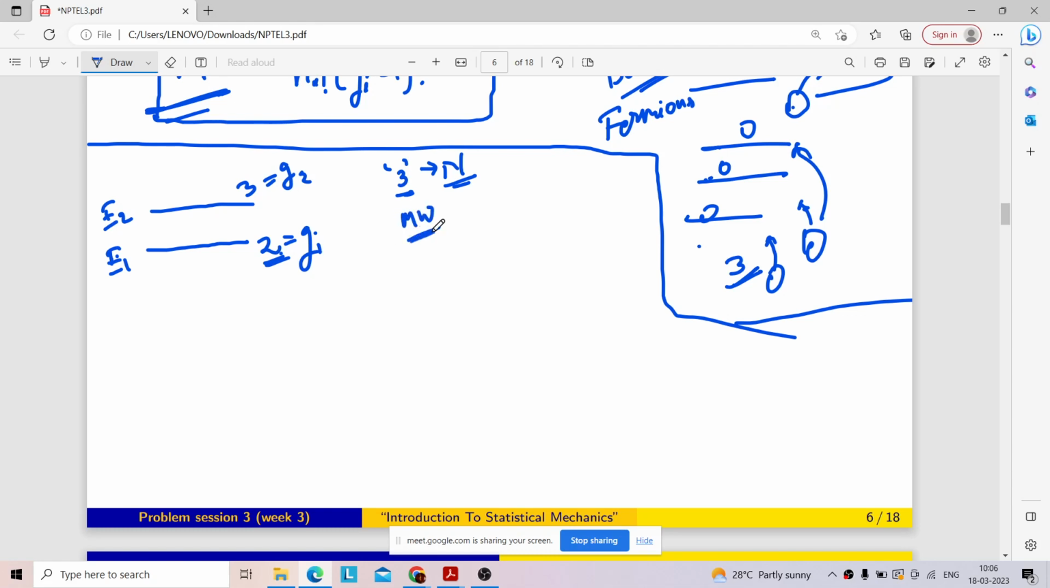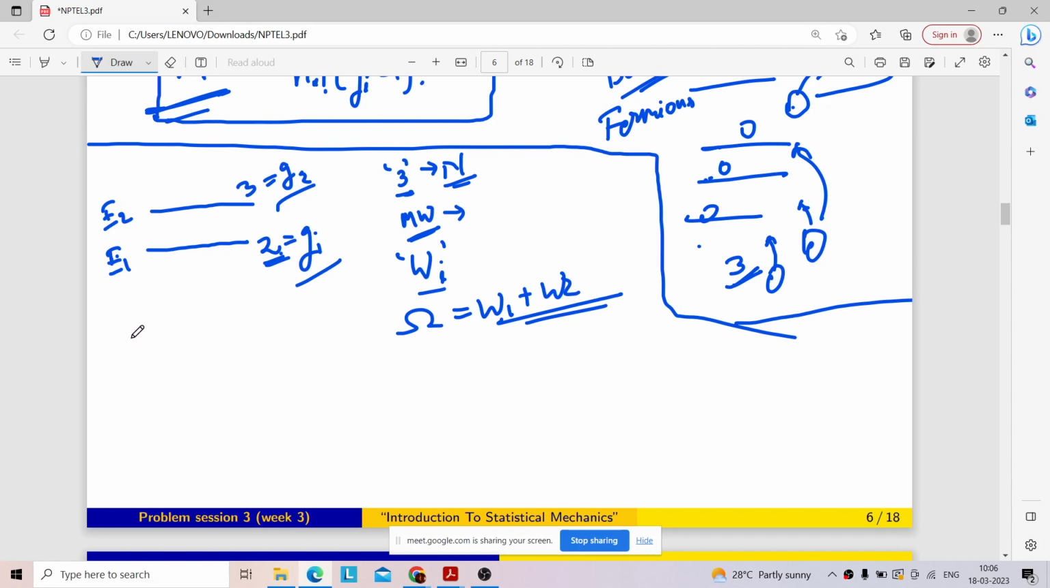For Maxwell-Boltzmann particles, we have to calculate the microstates for these two states, and similarly we have to calculate for fermions, and for bosons also. As I was saying, the formula is for the ith energy state. So we will calculate this first, then this again, then the total number of microstates will be W1 plus W2. Right.